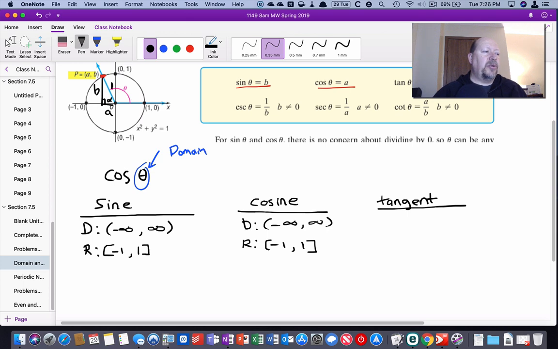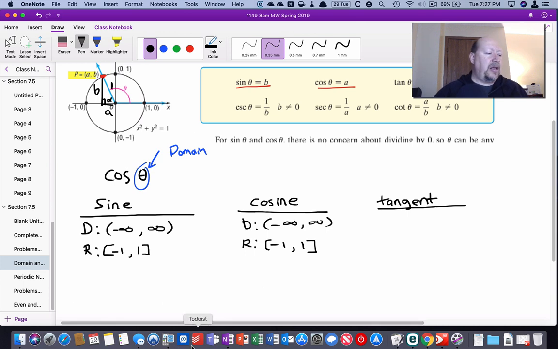But 3 pi over 2 would work. So 1 pi over 2, 3 pi over 2, and then if I go back up here, it'd be 5 pi over 2, and back down here it'd be 7 pi over 2. So every odd integer multiple of pi over 2 is going to be an angle where the tangent is undefined.